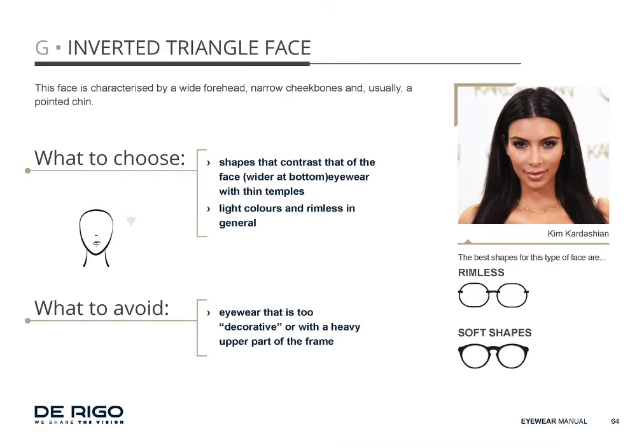The inverted triangle face is characterized by a wide forehead, narrow cheekbones, and usually a pointed chin. People with this shape should choose shapes that contrast that of the face, wider at the bottom, eyewear with thin temples and or light colors and rimless in general. They should avoid eyewear that is too decorative or with a heavy upper part of the frame. The best shapes for this type of face are rimless and soft shapes.